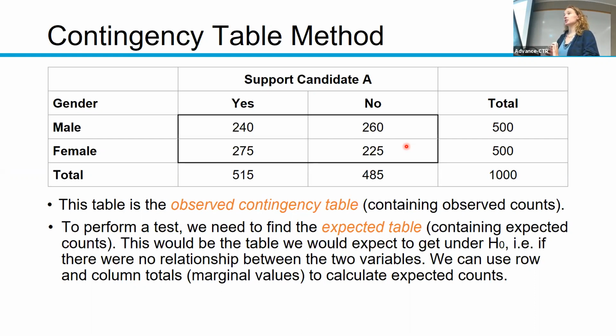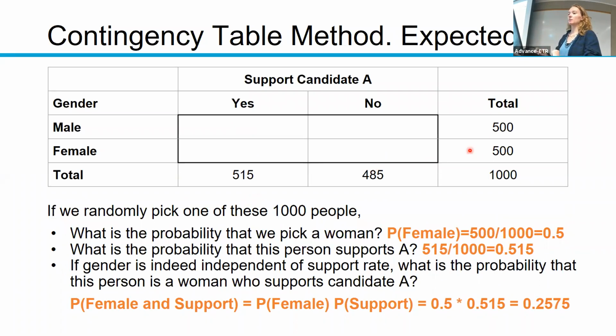So how do we get the expected table? Well, we start by using the row and column totals, these marginal counts. So we keep all these the same, and then we're going to fill these in with our expected counts. So how do we do that? If we randomly pick one of these 1,000 people from our sample, the first question we want to ask is, what is the probability that we pick a woman? Here, it's not too difficult because we see that it's just half and half. We have 500 men and 500 women. So the probability of randomly picking one subject and that subject is a woman is 1/2, 500 women out of 1,000 subjects.